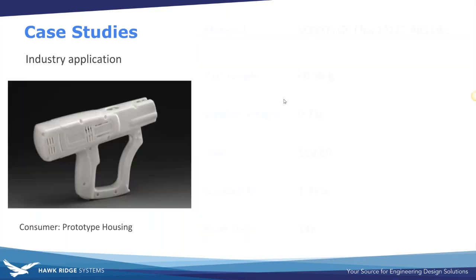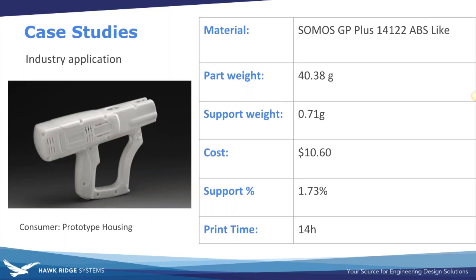Here's another application for a housing. And this housing was printed with ABS type material. This was a simple $10 print, and it took about 14 hours to print both sides. What's great about this is, of course, this is for prototyping, so you can put all your different circuit boards and test it and assemble it and make sure it works and make sure it fits in the hand before you go to an injection mold.